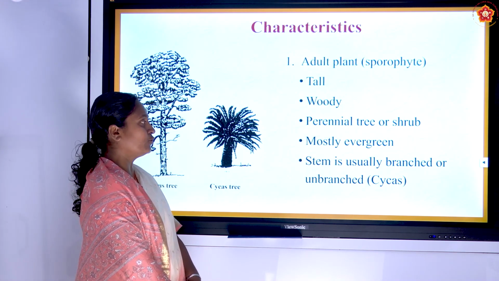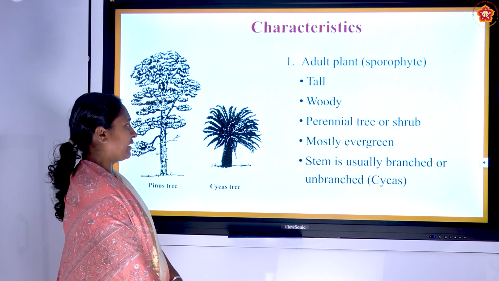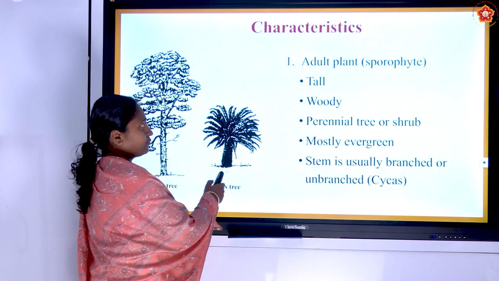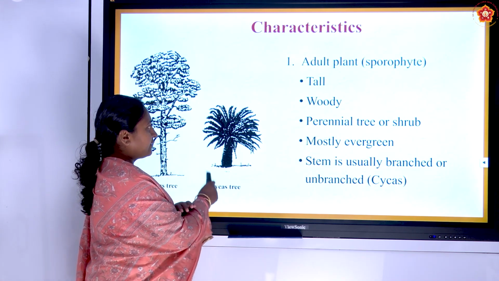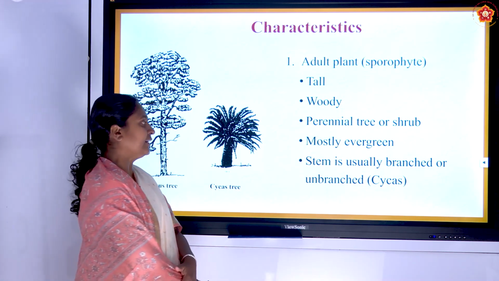The stem is usually branched, or sometimes it won't have any branches. Unbranched stems we can also see, as in the case of cycas, which looks like a small coconut tree, right? But it does not belong to that category. You can see and correlate the structure to that, and they are unbranched in nature.